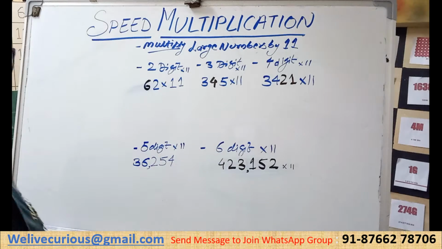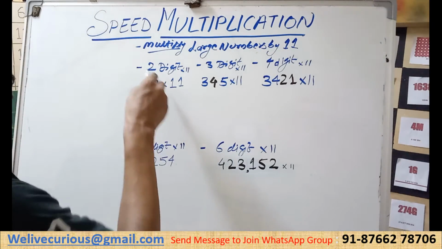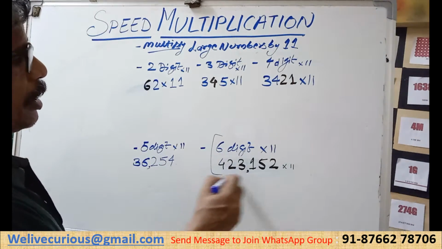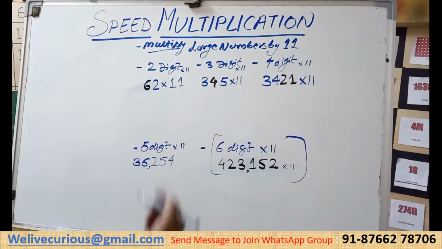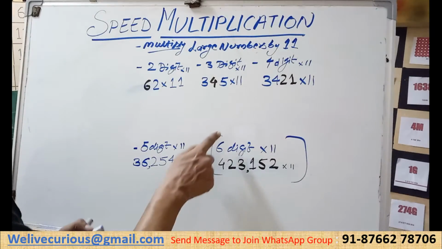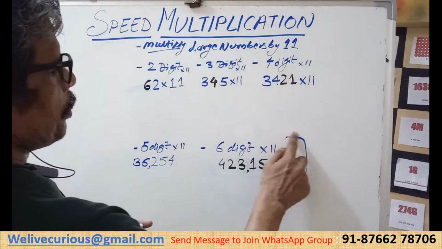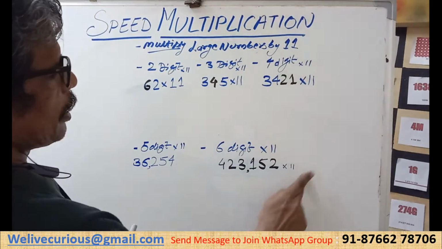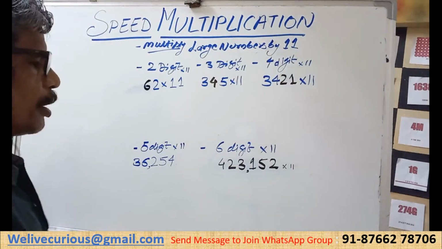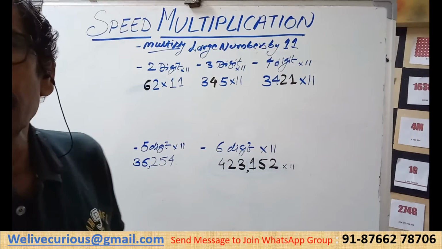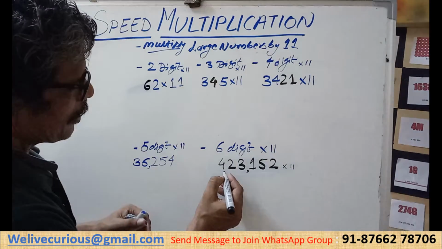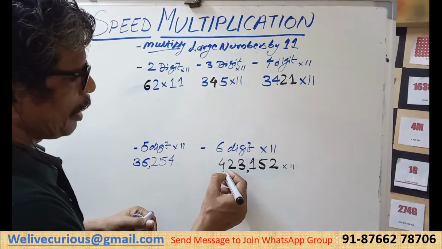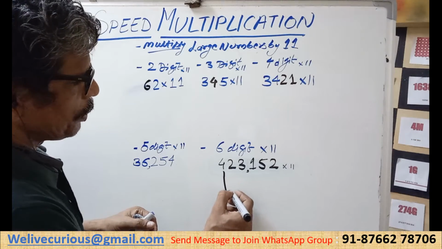I won't start with 2 digits. We will start directly with 6 digits and then go backwards. No harm in it, because this is as easy as 2 digits, and many of you already know how to do the 2 digits. So let us start with a 6-digit number. Nothing could be simpler than this. Look, when you have to multiply by 11, you simply do this.